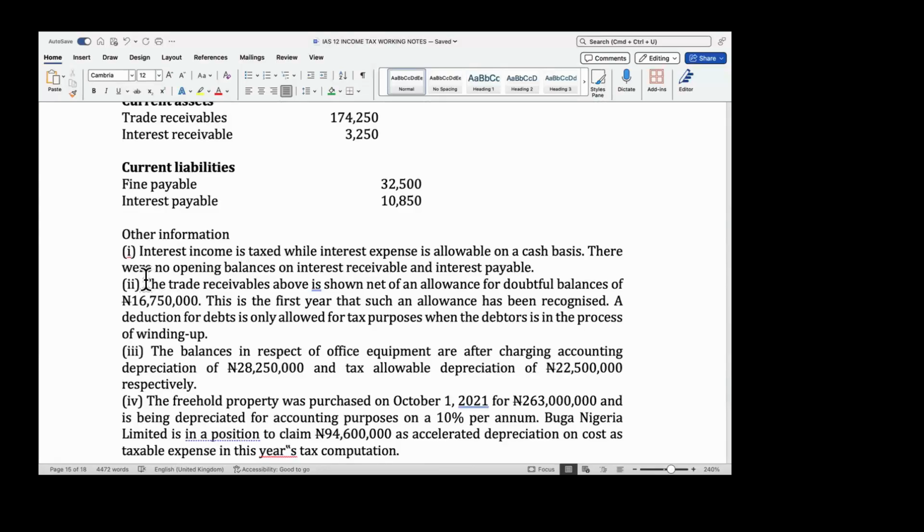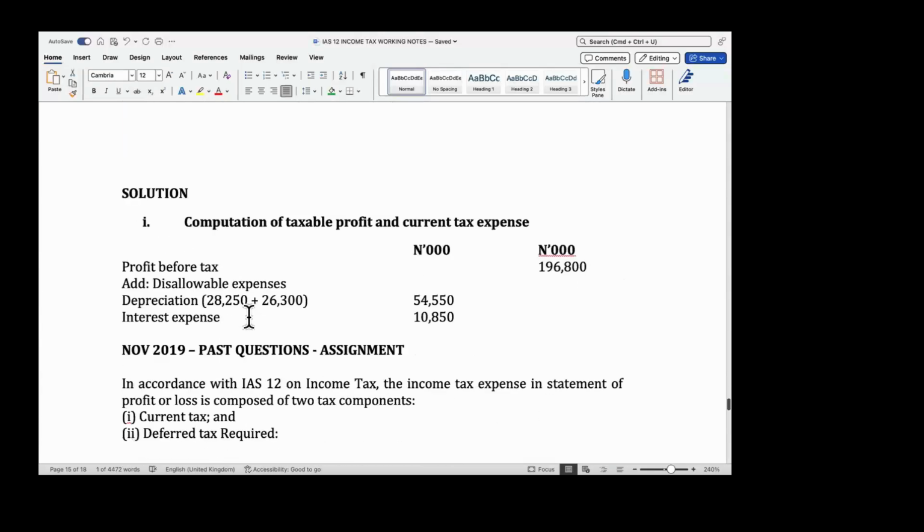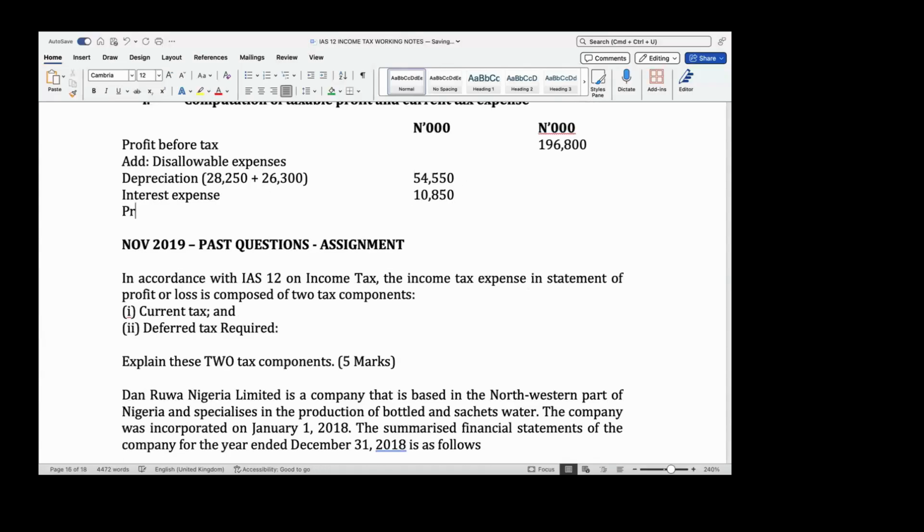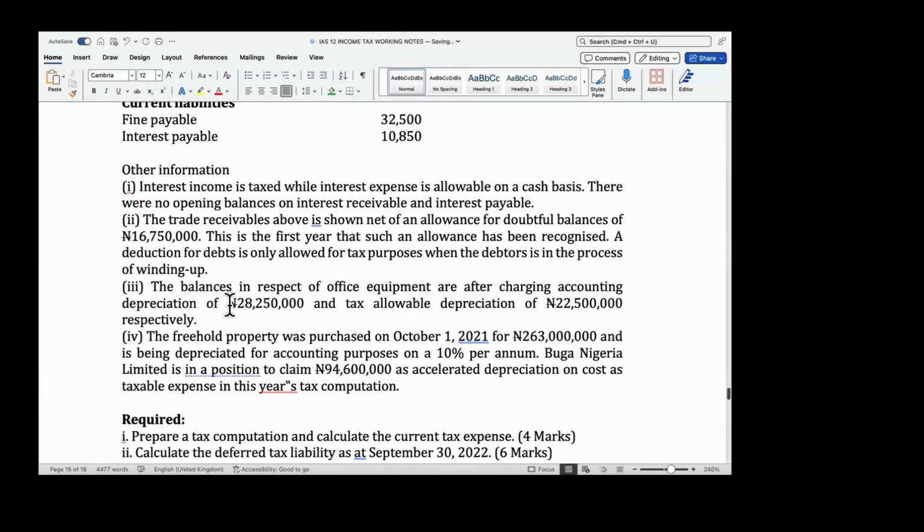I'm told that the trade receivables above are shown net of an allowance for doubtful debt of 16,750. This is the first year such an allowance has been recognized. A deduction for debt is only allowed for tax purposes when the debtor is in the process of winding up. So the taxman will disallow this 16,750 as a disallowable expense, provision for doubtful debts. Then this is talking about the depreciation, and that's it.